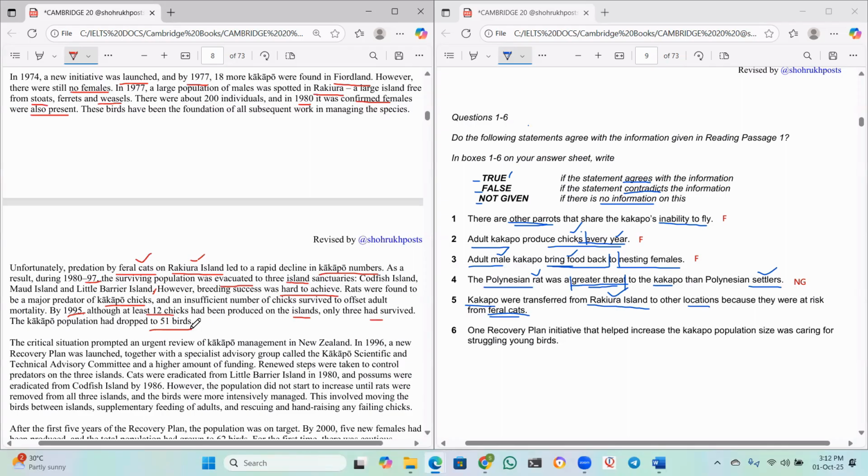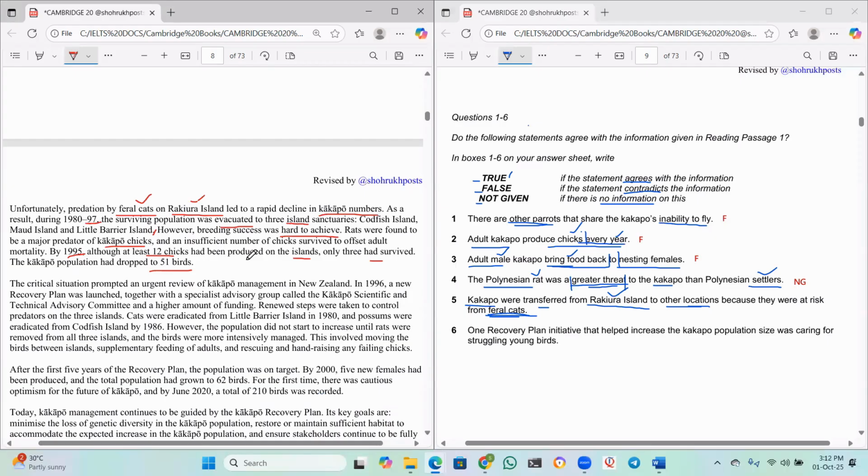Okay. Now, because of these rats, the population has dropped. That's what he's saying here. So, what is the question, guys? Kakapo were transferred from Rakiura Island to other locations because they were at risk from feral cats. So, is it true or false or not given? What do you think? I think we got the answer, right?